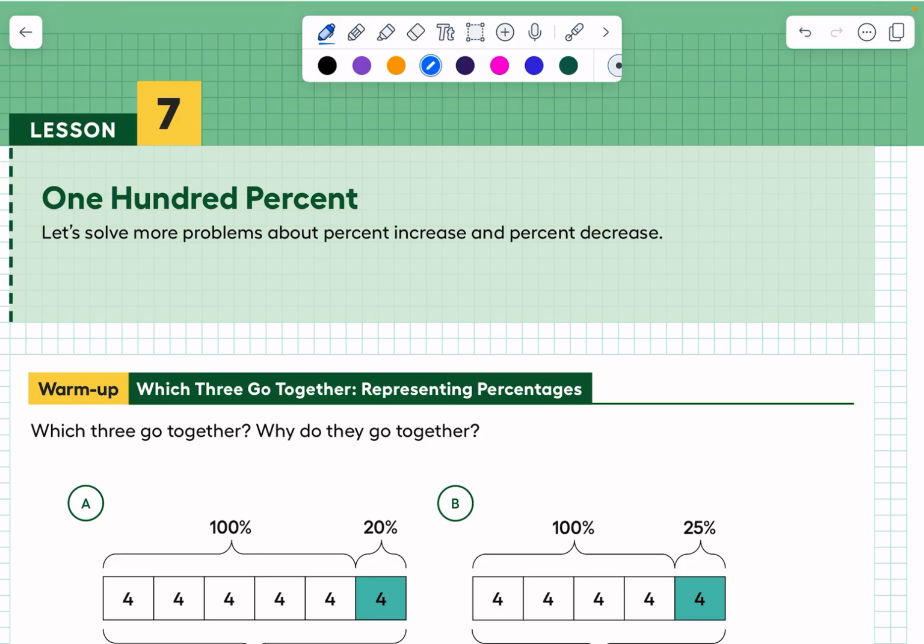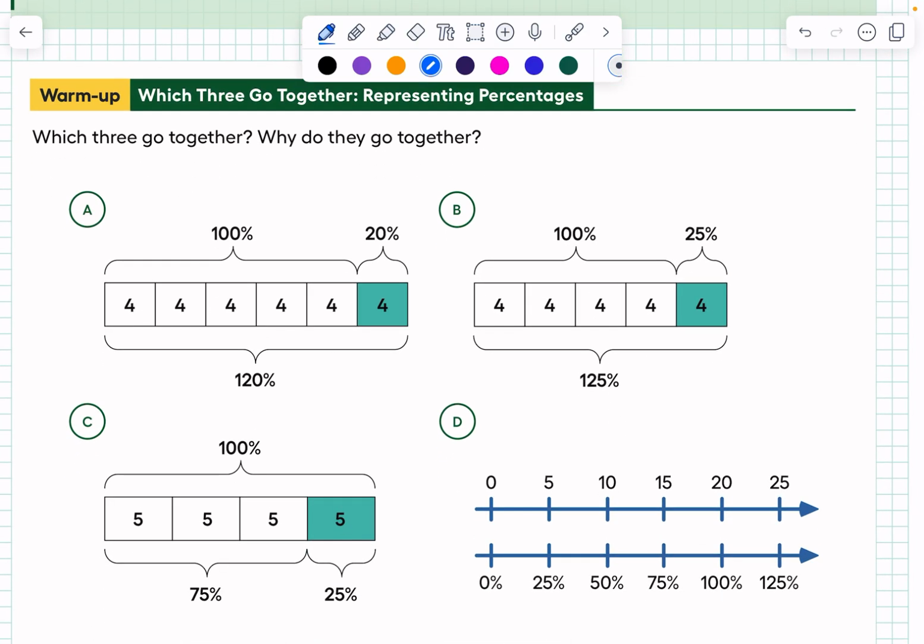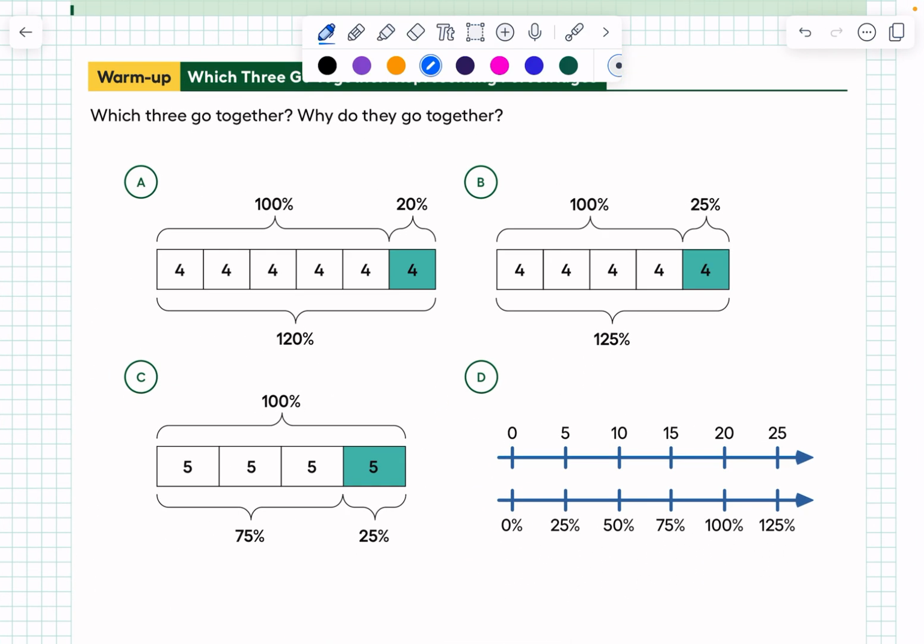All right, the warm-up says, which three go together representing percentages? Which three go together and why do they go together? There are lots of different things that we could do here. I see this as A, B, and C. Those are all tape diagrams, whereas D is considered a double-sided number line.